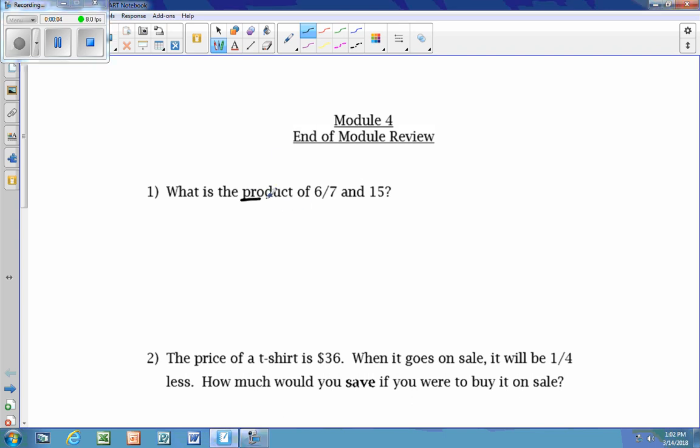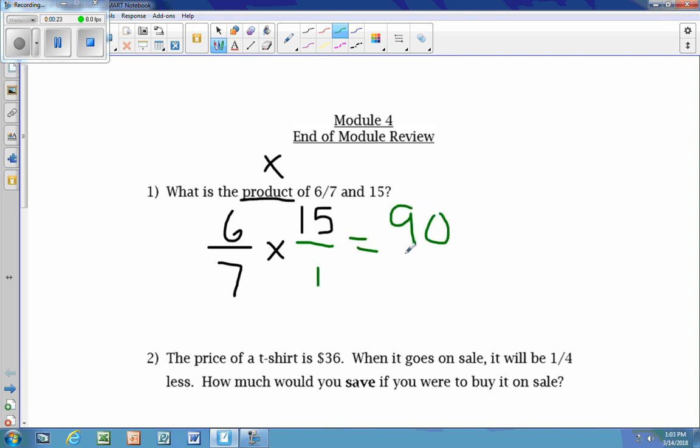The first thing is that we have to find the product, and the product tells us that we need to multiply. So when we multiply 6/7 times 15, we can't leave this as just 15. We have to remember a whole number has a 1 underneath it, and we multiply straight across, and we get 90/7. This is improper because the numerator is bigger than the denominator, so we need to make it into a mixed number, which would be 12 and 6/7.